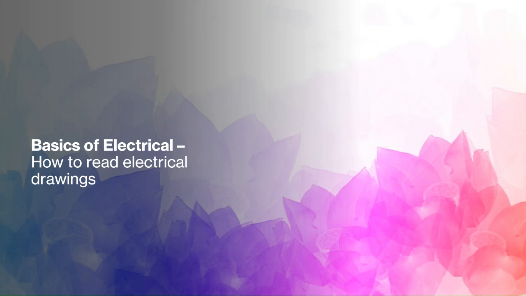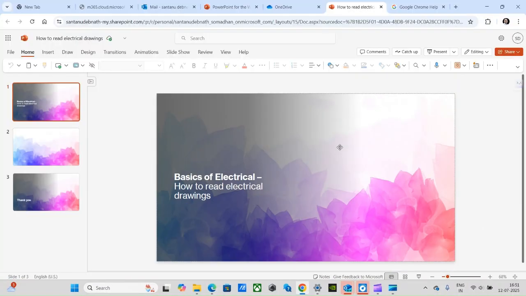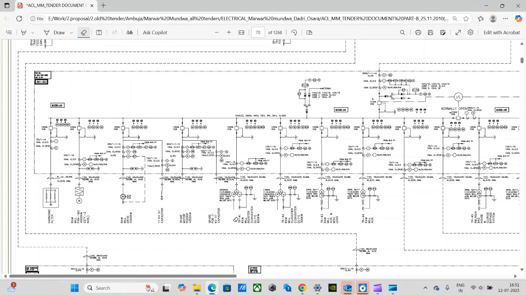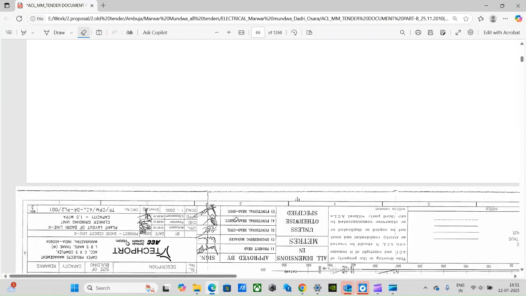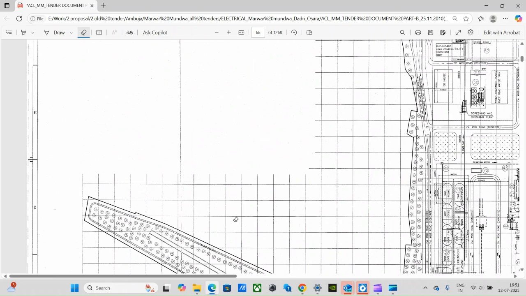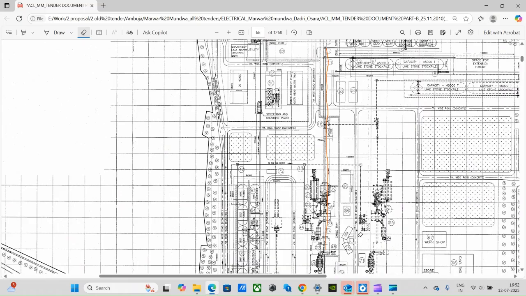Hi everyone. Today let us understand how to read electrical drawings. This is one of the very important subjects for any aspiring electrical design engineer. And because of the size of the drawing, I could not accommodate them inside this presentation. So let me go to the screen share mode and show you what it is and how large these drawings are. This is one of the practical examples that we worked on a long time back.